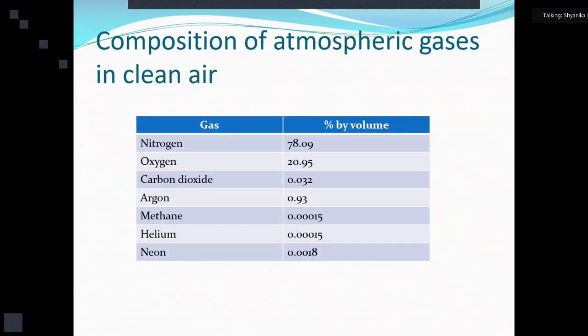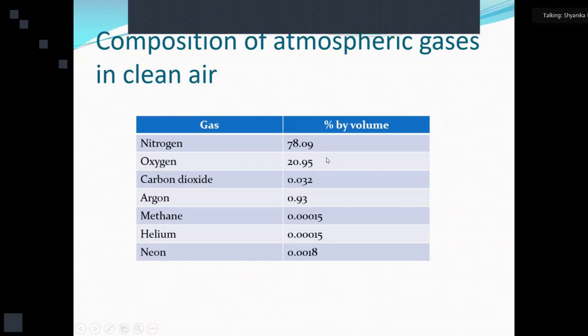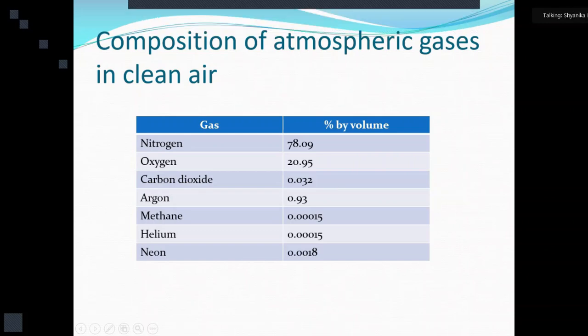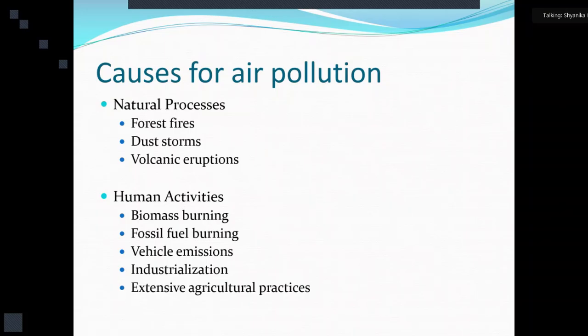These are the composition of atmospheric gases. Time to time, we emphasize that nitrogen is 78%, oxygen 20%, carbon dioxide 0.03%, likewise. And let's see what are the causes for air pollution. Natural processes are there and human activities are there. Natural processes are forest fires, dust storms, and volcanic eruptions.